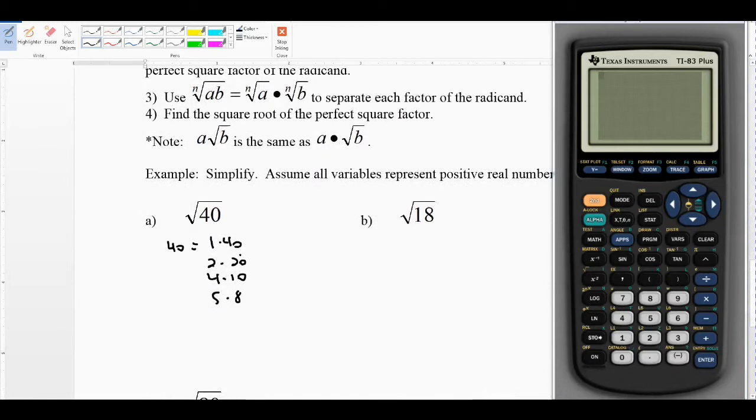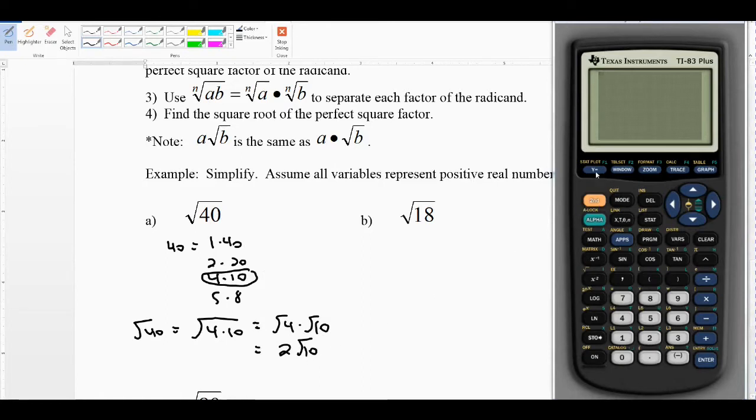So when you look at this, this pair is the only one that has a number that's a perfect square. The number 4 is. So the square root of 40 is the same as the square root of 4 times 10, which is the same as the square root of 4 times the square root of 10. The square root of 4 is 2, and the square root of 10 remains underneath as it is. So the square root of 40 simplifies as 2 square root of 10.